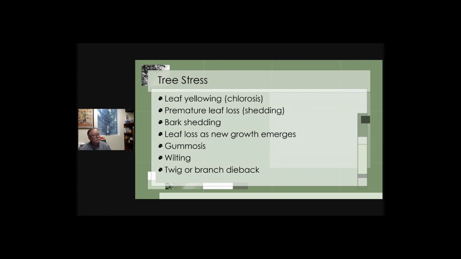Forms of tree stress that might be manifested include leaf yellowing, generally referred to as chlorosis, premature leaf loss or shedding, bark shedding, which, as I mentioned earlier, could be normal or abnormal, as in the previous slide, leaf loss as new growth emerges. Sometimes that happens with certain species. Gummosis or wilting, twig or branch dieback.